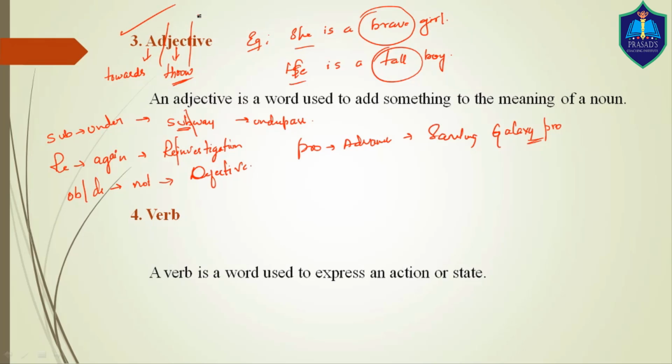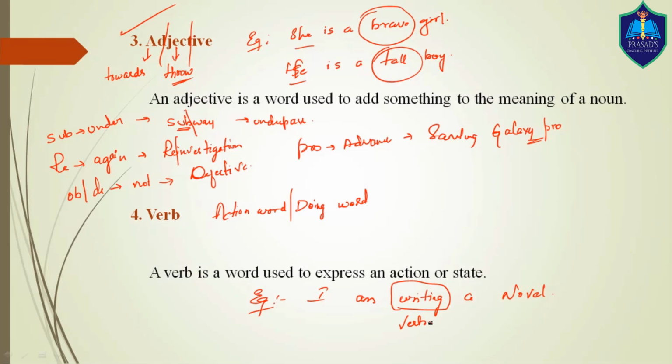So let's move on to the next part of speech, that is verb. In a rough sense, verb is an action word or doing word. Action word or doing word. Verb is a complex topic and an important topic also, because you cannot find a sentence without a verb. So this is a very important topic we will discuss in detail. The verb is a word used to express an action or state. Let me take one example. I am writing a novel. So this is the example, and which is the verb over here? Writing is the verb in the taken example.